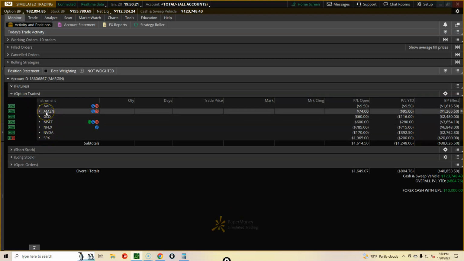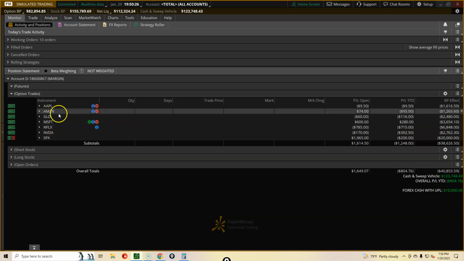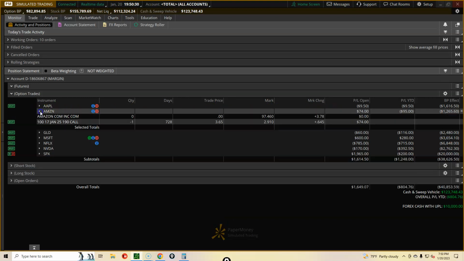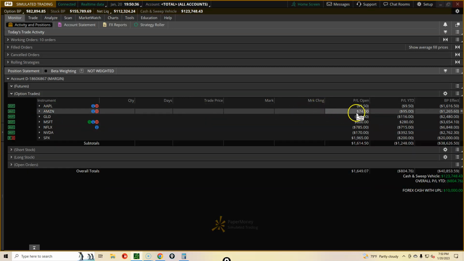Now this one, Amazon, Microsoft, Netflix, Nvidia. These are all naked call options that have an expiration date sometime around 2025. Maybe one is 2024.